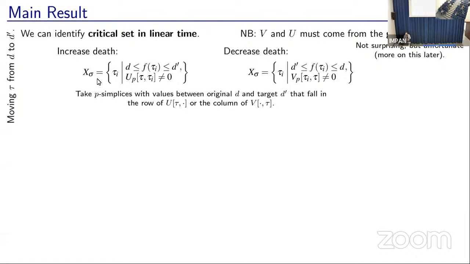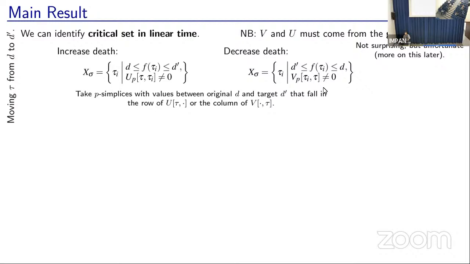Namely, the statement is the following: if you're trying to increase the value of the depth, so if you're trying to move tau to the right, you have to look at all the simplexes between G and G prime, so where you started and where you want to end, that have a non-zero in the row of tau in the matrix U. Remember there was V, and U was V inverse. And if you're decreasing depth, you have to do the same thing, but now you have to look at the column of V. So the picture that I was showing before, where the column of V was playing the important role, this is true always, for any dimension.